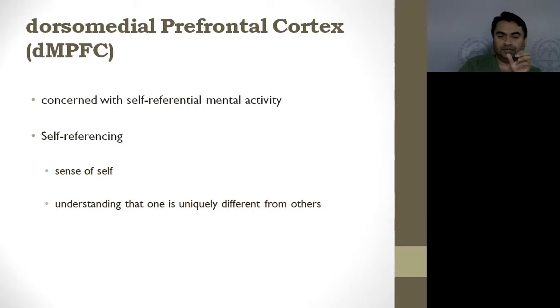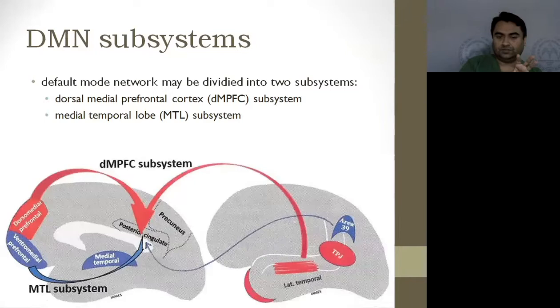The DMN is also classified into subtypes, mainly two: the dorsomedial prefrontal cortex subsystem and the medial temporal lobe subsystem. Now, what are the structures?